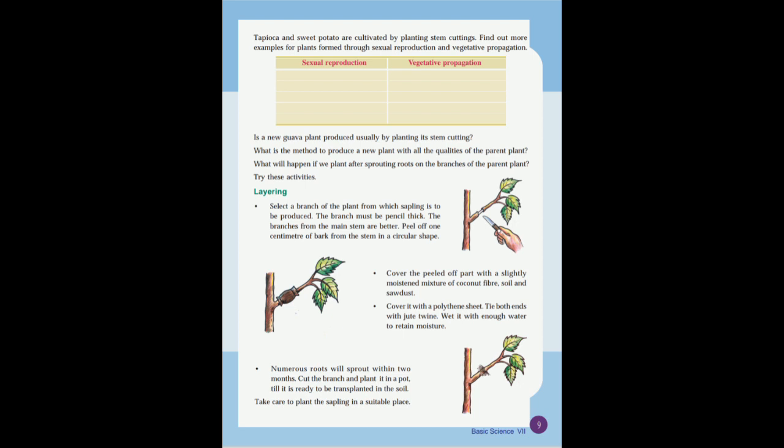Is a new guava plant produced usually by planting its stem cutting? Miss has been telling about stem cutting. But have you seen how it is? Let's see a small video to make it more clear.